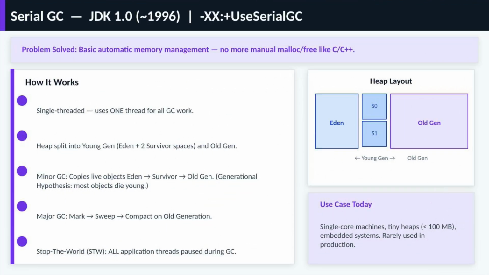Let's see about serial GC. Imagine one cleaner cleaning an entire shopping mall. Serial GC uses a single thread. One worker cleans the entire heap. While cleaning is happening, every application thread must stop. This is called a Stop the World event. It worked well in 1990 when machines had a single CPU core. But as applications grew larger, one cleaner was no longer enough. One cleaner, one broom, entire mall. This is serial GC.